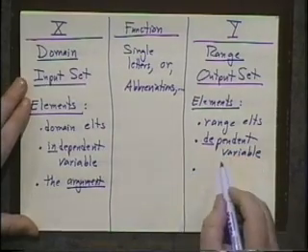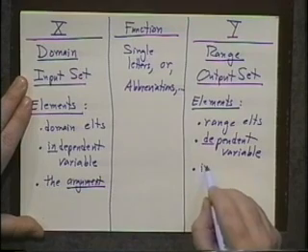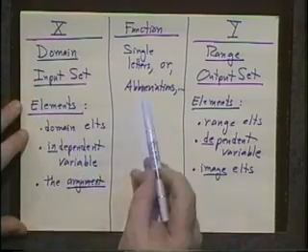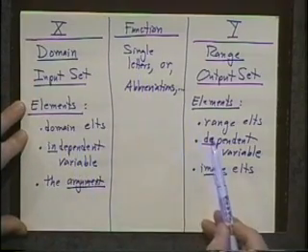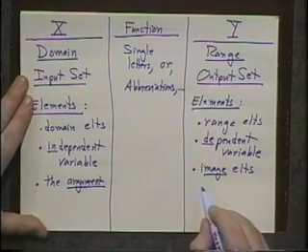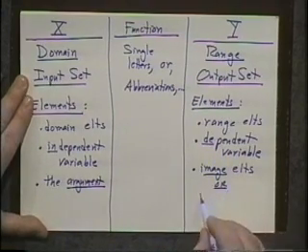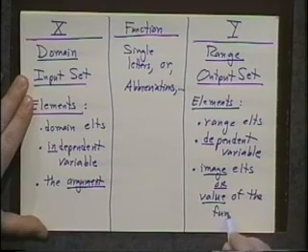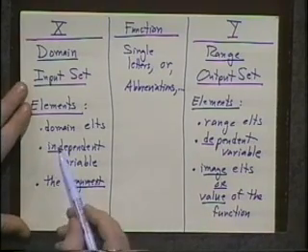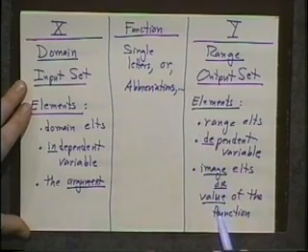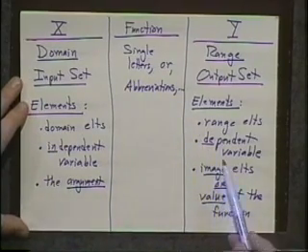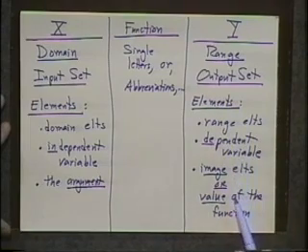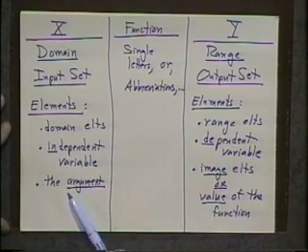Then, the elements that come out are often referred to as the image elements. The image under the function, the x value goes into the function and produces an image. Or sometimes they're referred to as the value of the function. So an x goes into the function, and then the function produces the value, which we can call the image, we can call the dependent variable, or the range element. All of these pieces of terminology for elements in the range are used, just as all of these are used for elements in the domain.